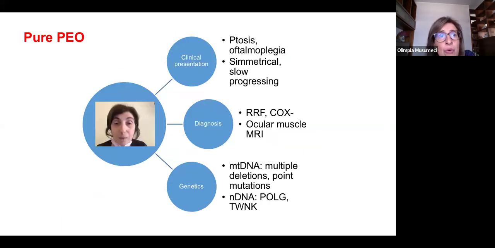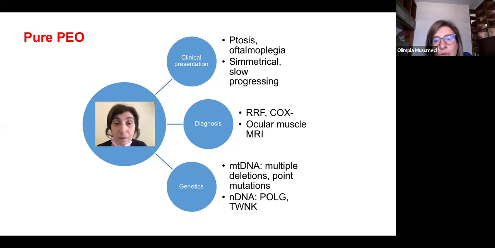So going into detail about the pure PEO, it is usually characterized by eyelid ptosis and ophthalmoplegia that is usually symmetrical with a slow progression. It is a mitochondrial disorder, so usually muscle biopsy shows the classical markers with ragged red fibers, COX negative, and sometimes ocular MRI, which is not routinely done in patients, but I show some papers that suggest a possible role in the diagnosis of these patients, as it can show some specific pattern.